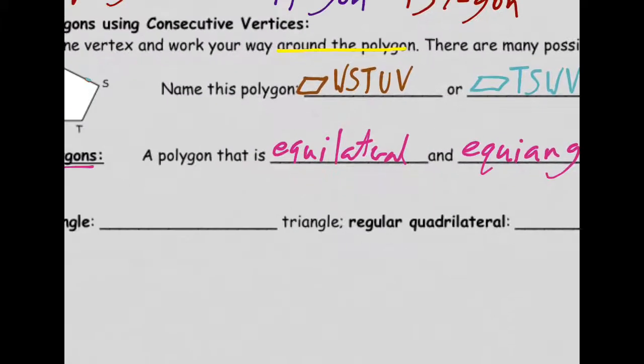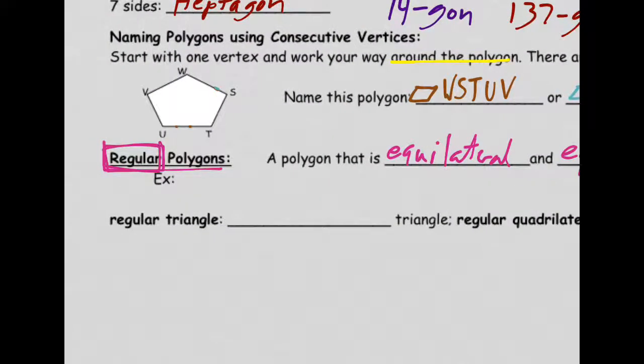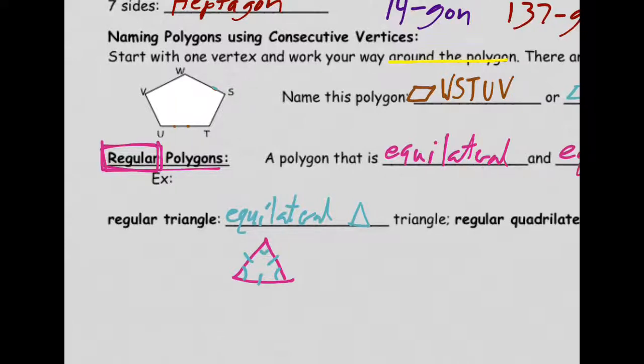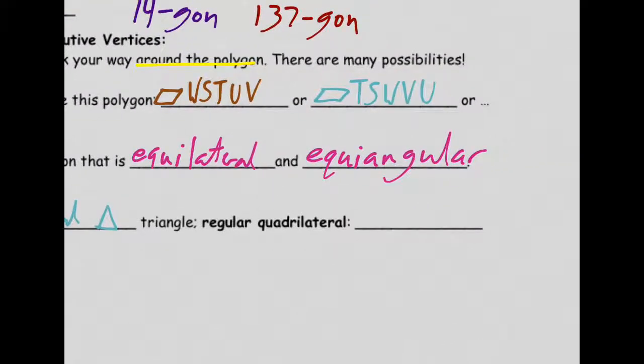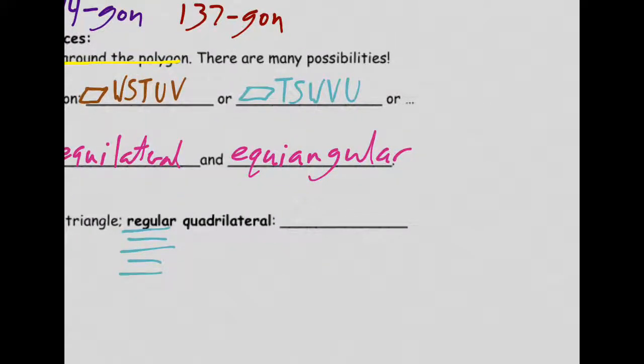So, our regular triangle, it's equilateral. All 3 sides are equal, and all 3 angles are equal as well. So what is that called? Well, that's just called an equilateral triangle, right? Boom, equilateral triangle. Our regular quadrilateral. Alright, I want you guys to think about this. Go ahead and draw a regular quadrilateral on your paper. Try it. I'll wait.